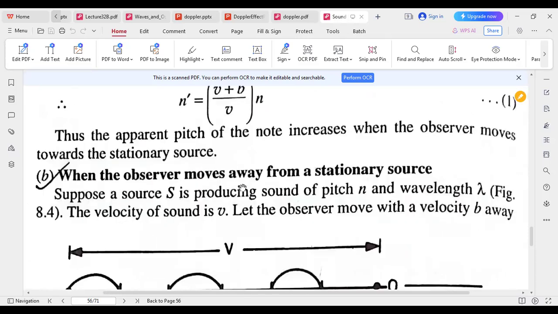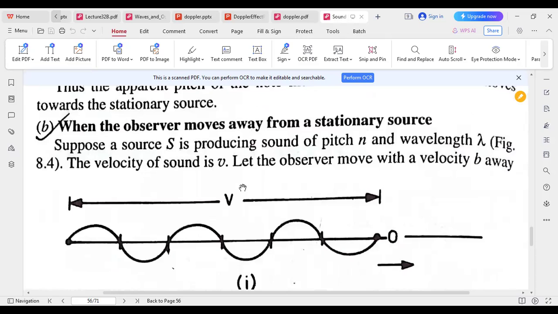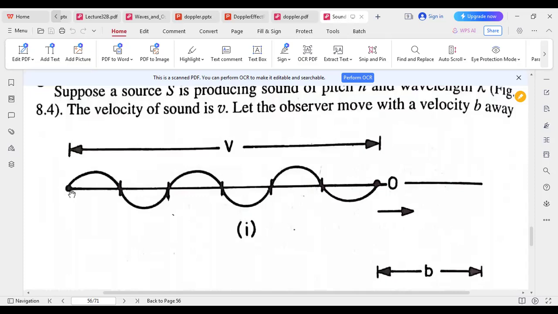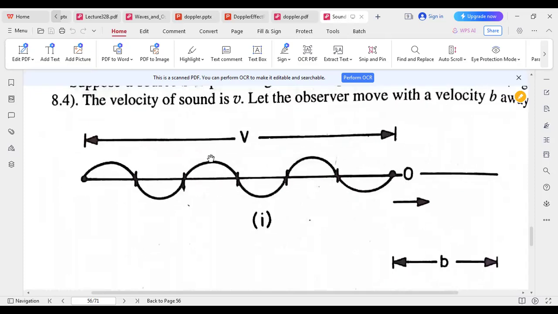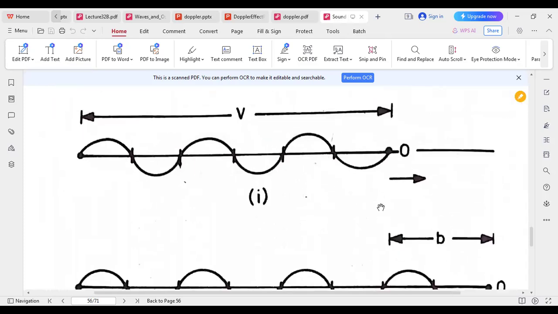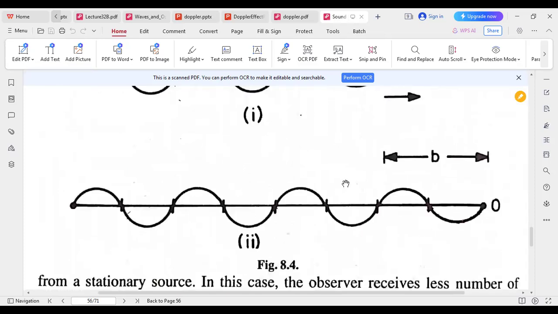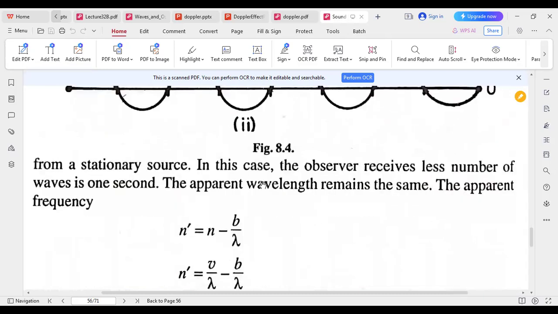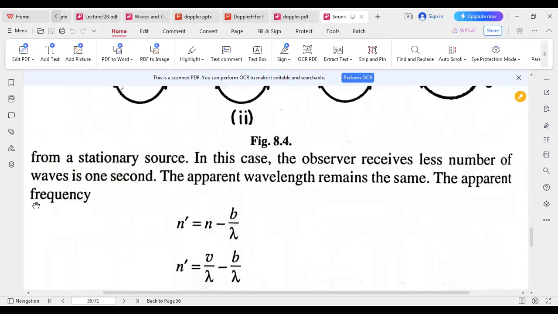Now the second part, when the observer moves away from a stationary source. Suppose a source S is producing a sound of pitch n and wavelength lambda, and the velocity of sound is v. Let the observer move with the velocity b away. This is the source and this is the observer, so their distance will be b in 1 second. If the observer moves away from the stationary source, then this will be the figure for that. In this case, the observer receives fewer waves in 1 second. This is why the apparent wavelength remains the same.